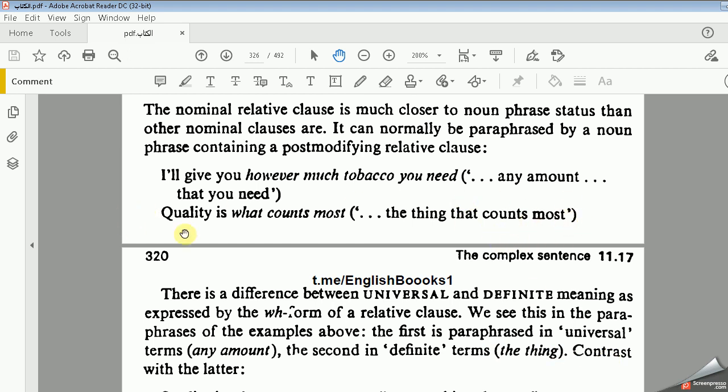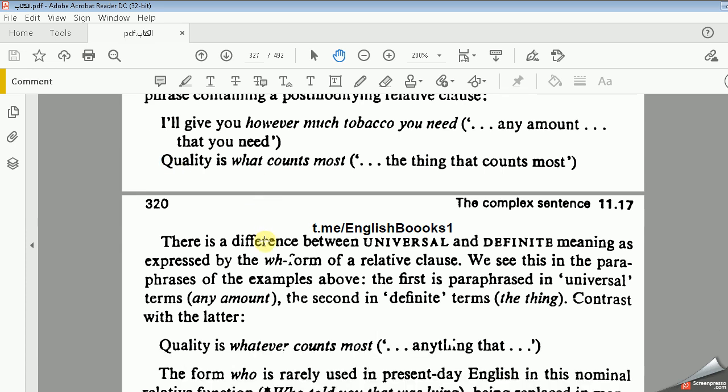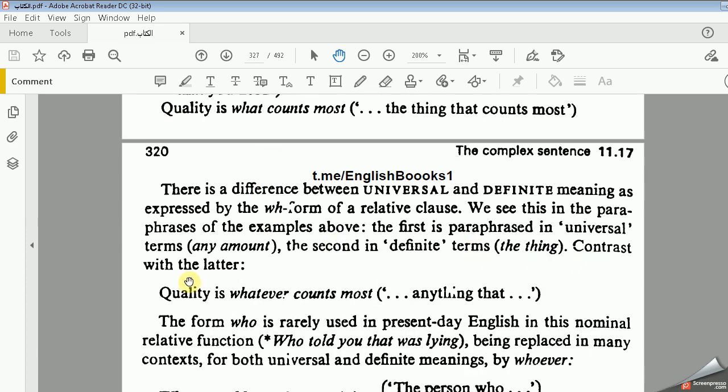So he wants the quality, which is considered a specific condition or a specification of the amounts that he needs. Contrast with the latter: quality is whatever counts most.